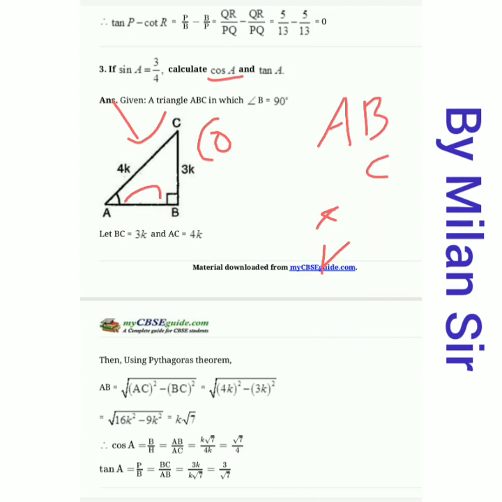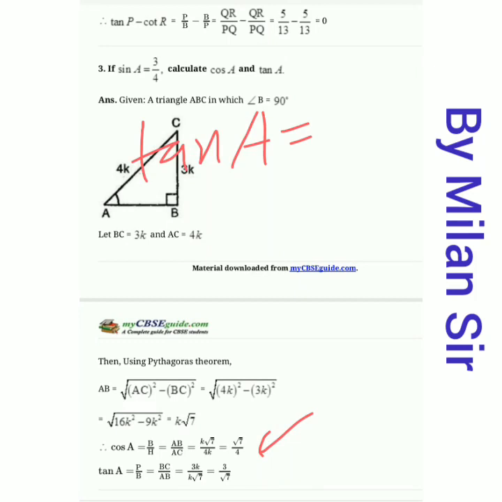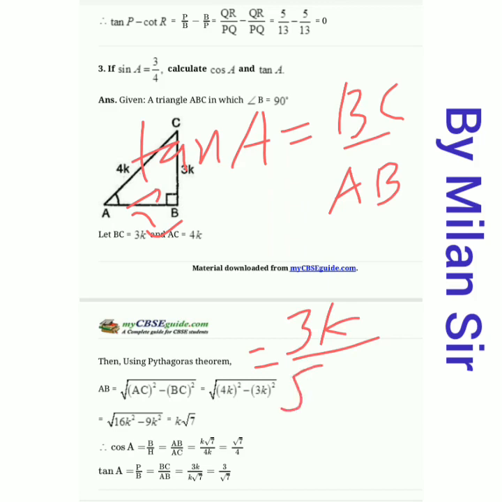Then tan A. We can find tan A by using the formula sin theta upon cos theta. But here I am using sides. For tan A, the opposite side, right now the opposite side for A is BC, upon the adjacent side, which is AB. So BC upon AB, then put the value of BC and AB. BC equals 3k, and AB we got under root 7 k. So k cancels, and finally we get 3 upon under root 7. So our tan A equals 3 upon under root 7.